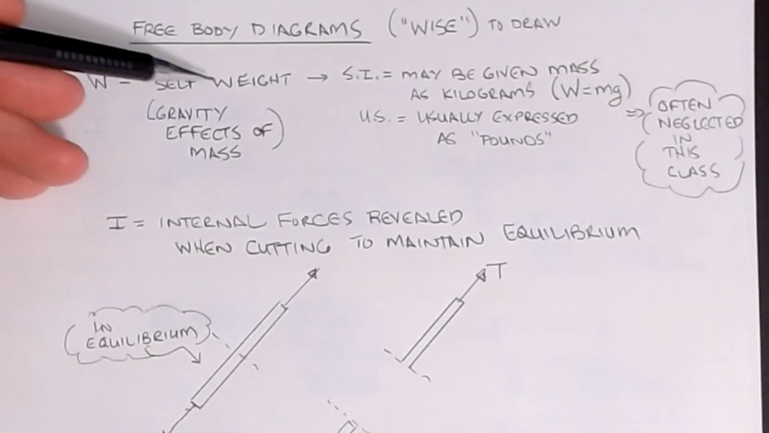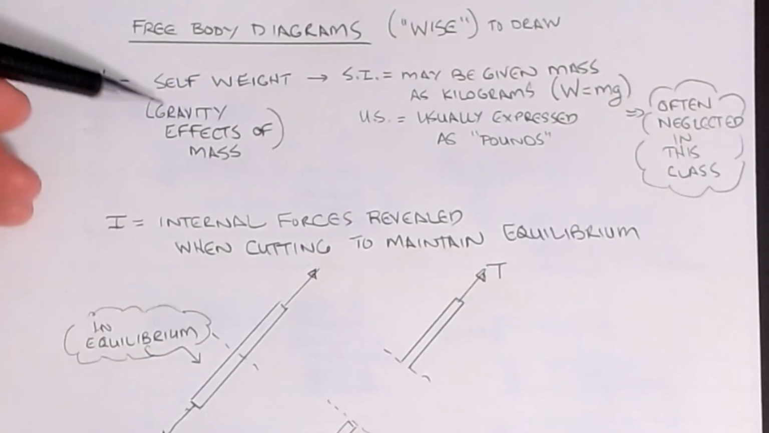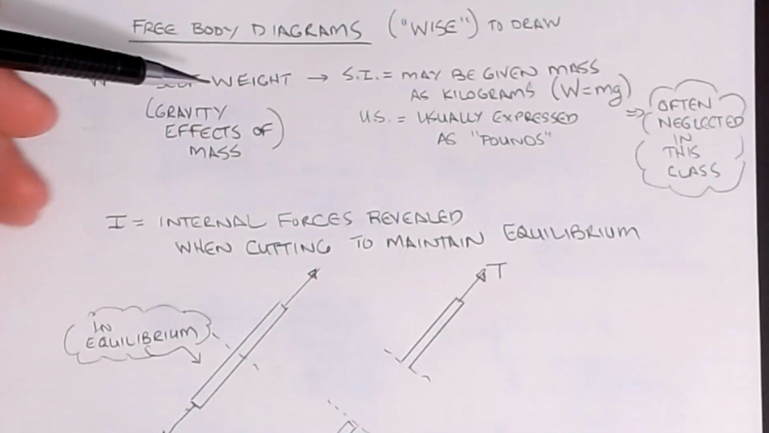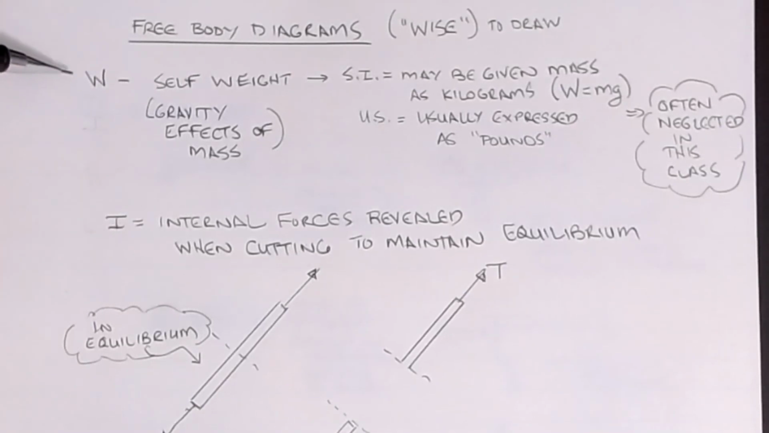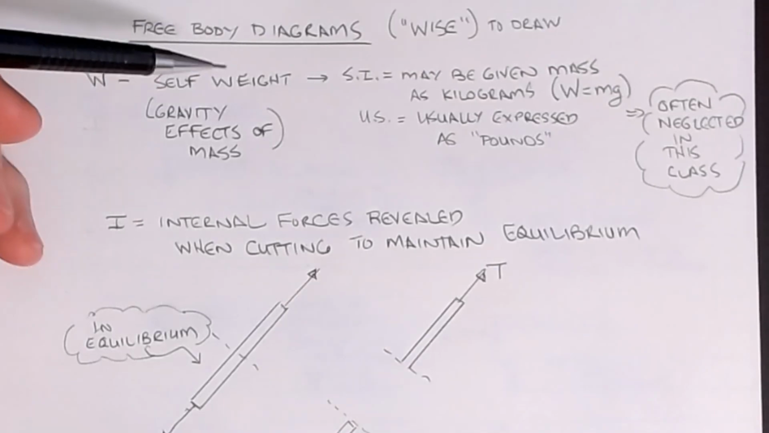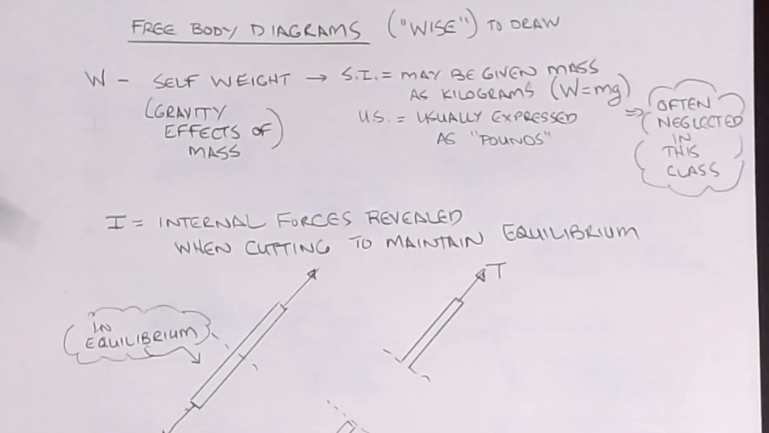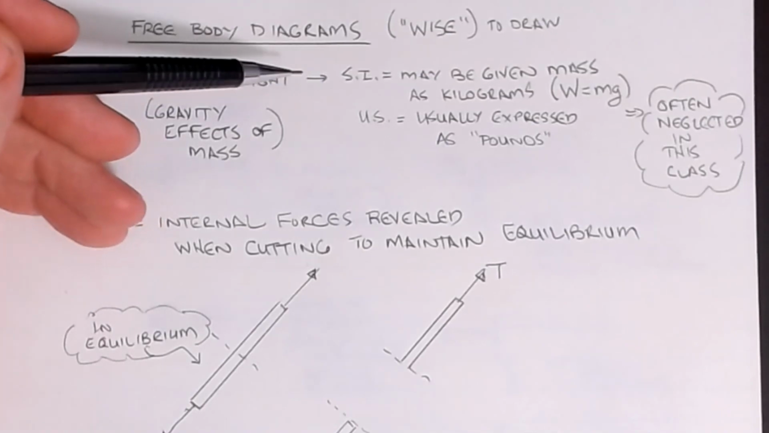That is our self-weight, which is the gravitational effects of the mass. So it's m times g. You've seen those. And in most statics problems, especially in this series and in this class, we often neglect this because it's such a small value compared to some of the applied forces. Now, that may not be the wisest thing to do. We probably should put it on there. But again, in this class, we often neglect it.